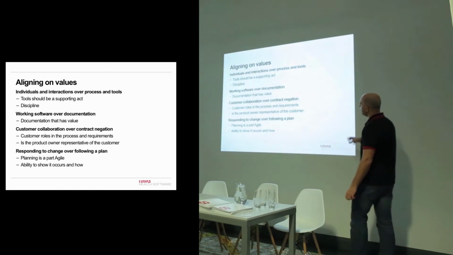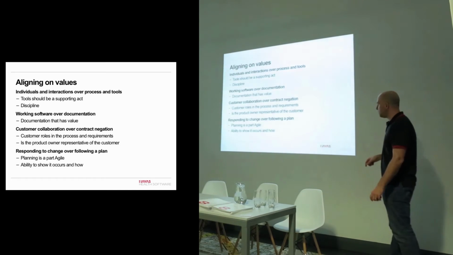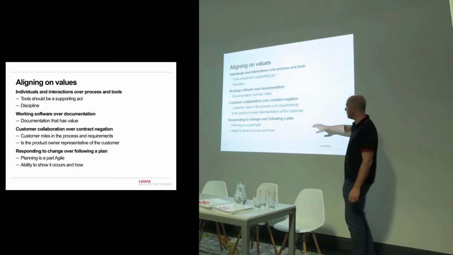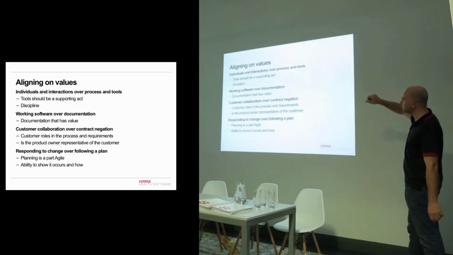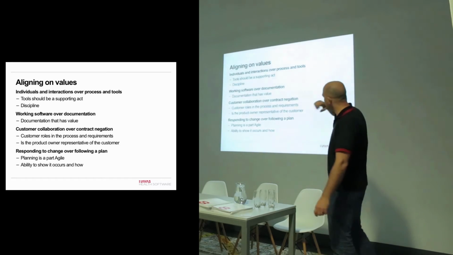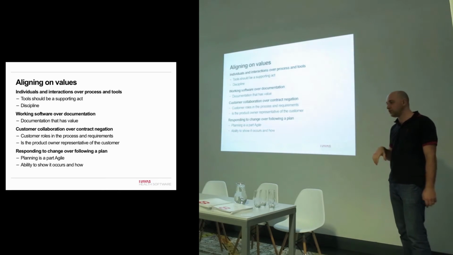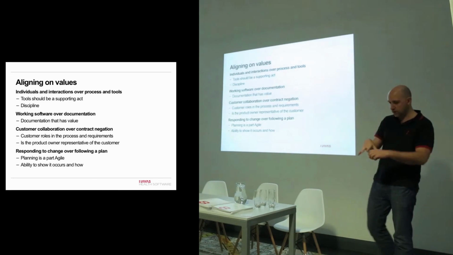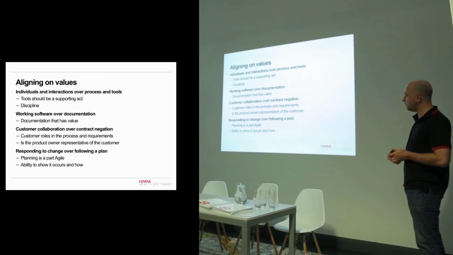A lot of these things are some of the values, and then some of the bits underneath are some of the requirements, in the sense of what's required of you. So the Agile Manifesto states things like individual interactions over process and tools. What TR 45 talks around is that the tools really are a supporting act, and the discipline is very important.